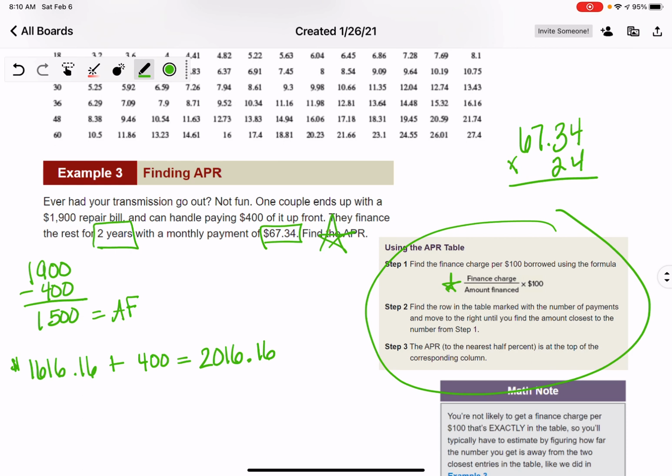Okay, next, what do we need? Finance charge. So this is total installment. Let me label these numbers. Finance charge would be our total installment minus the cost of the item, which is that $1,900. And that'll give us $116.16 as our finance charge.